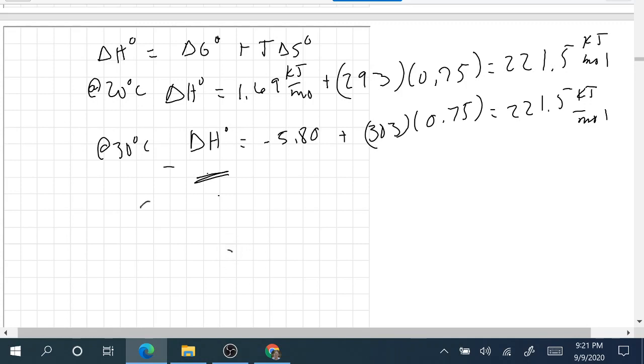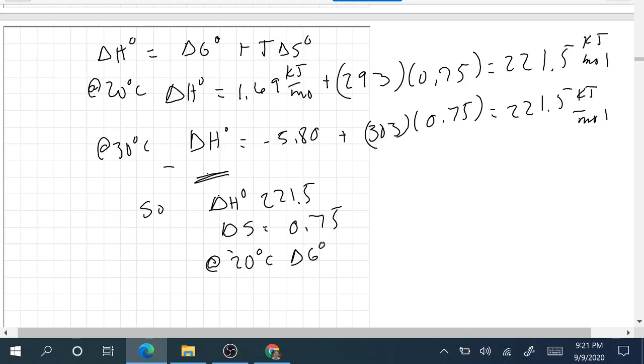Okay, so we've calculated delta H naught to be 221.5. Delta S is equal to 0.75, and at 20 degrees C, delta G naught is equal to 1.69, and at 30 degrees C, delta G naught is equal to negative 5.80. All right, so that is everything we were asked to calculate.